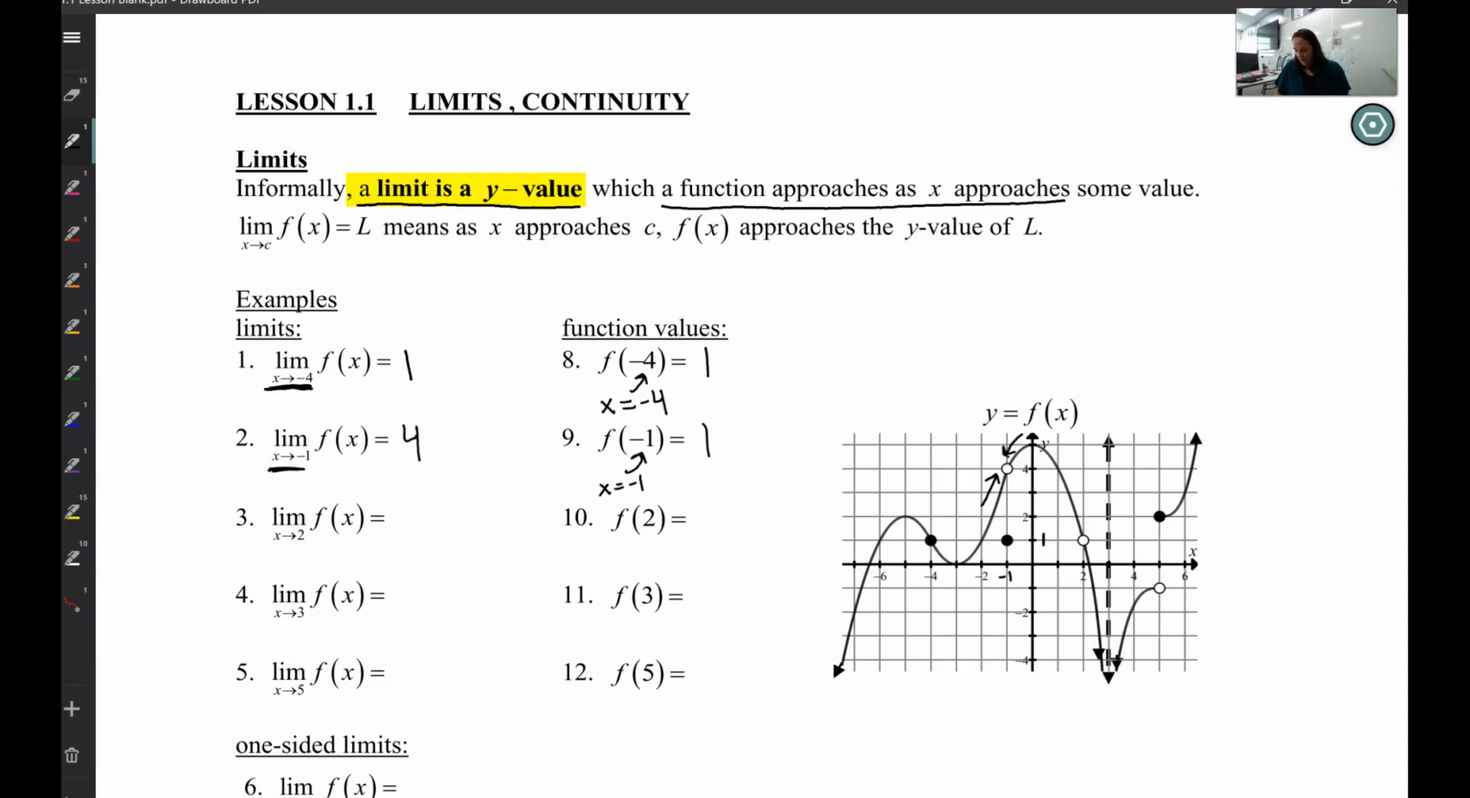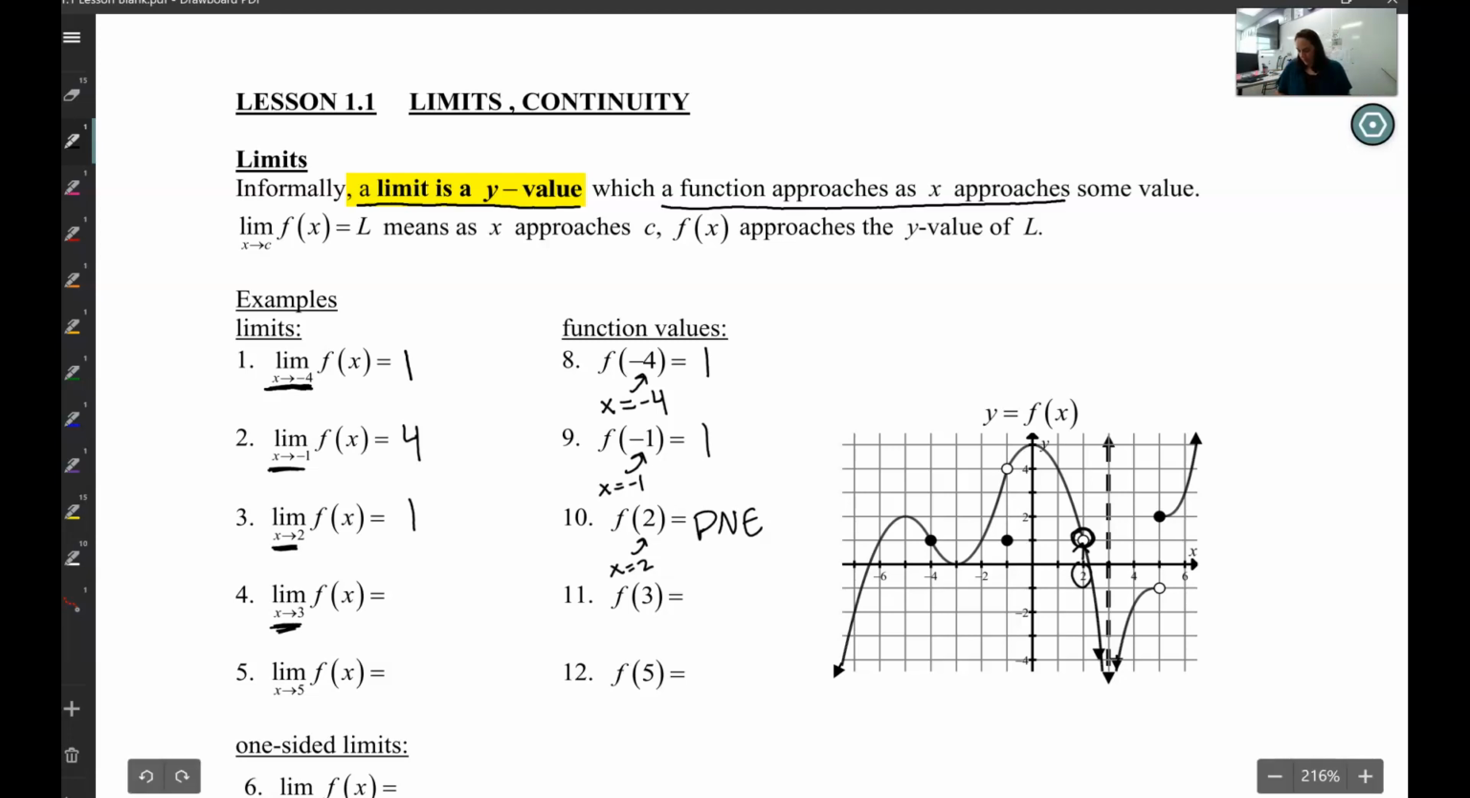Let's look at another example. As x gets closer and closer to 2. So this one, as I'm getting closer and closer to 2, that y value is approaching 1. But if I want to do where x equals 2, so I'm going to look right at 2, well, that's a hole. So the function doesn't exist. It doesn't exist at 2, but it does exist approaching 2.